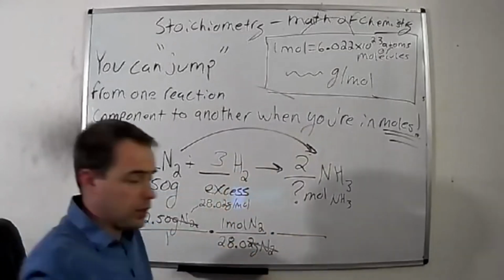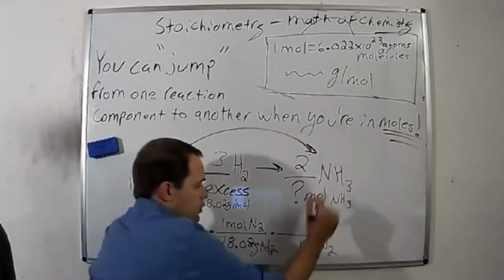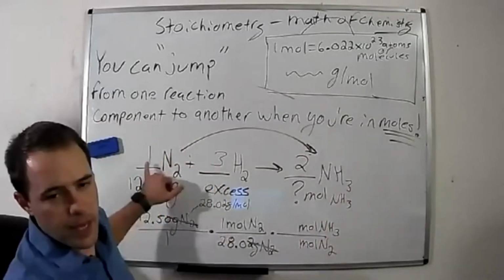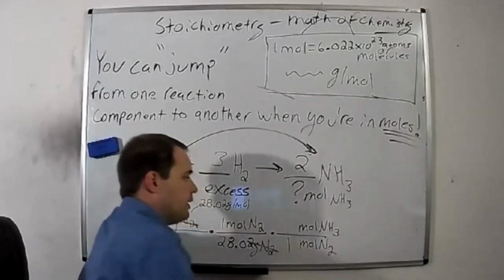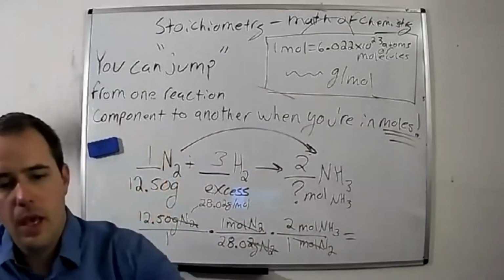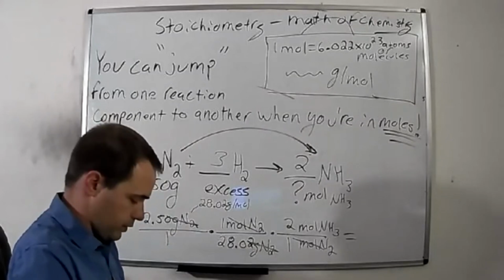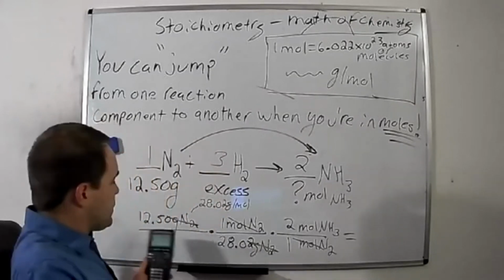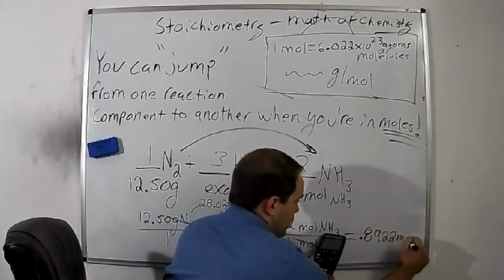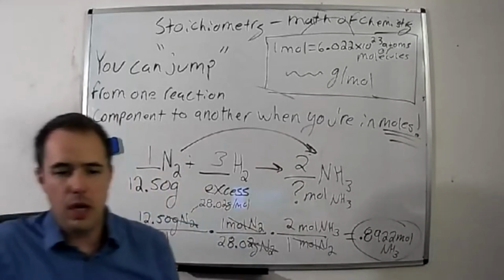So moles of N2 are going to go on the bottom. Moles of N2 go on the bottom. Moles of NH3 are going to go on the top. And then the N2 gets a 1, and the NH3 gets a 2. And now we're going to do 12.50 divided by 28.02 times 2. And with 4 sig figs, you'll find this would allow me to make 0.8922 moles of NH3.